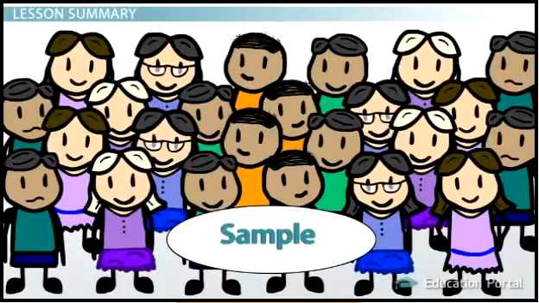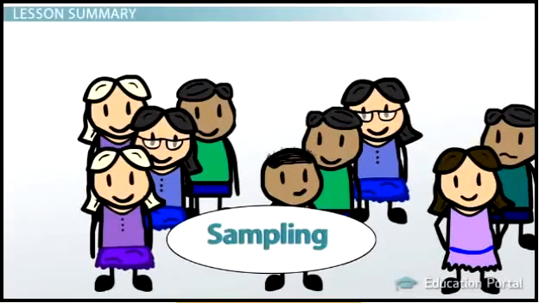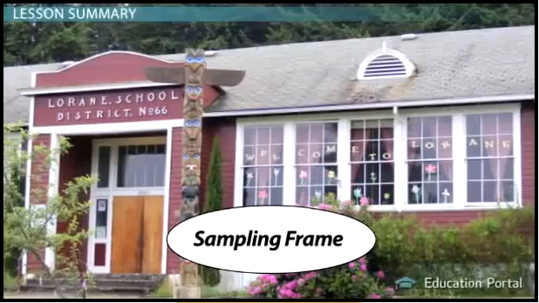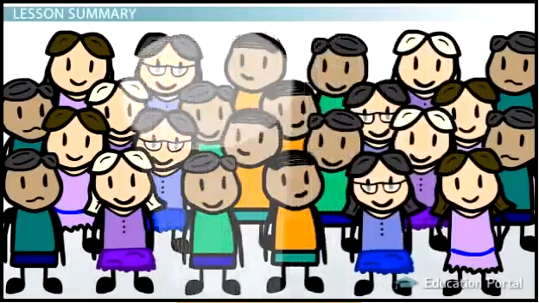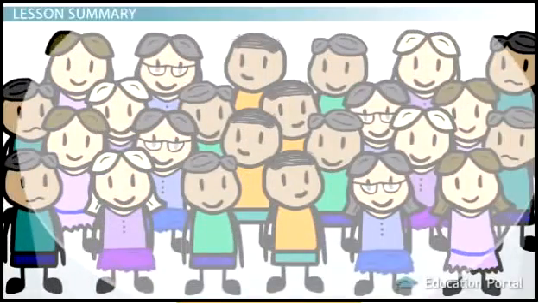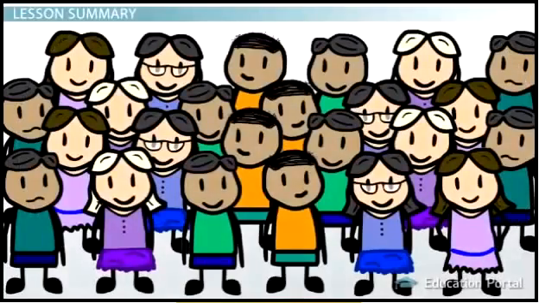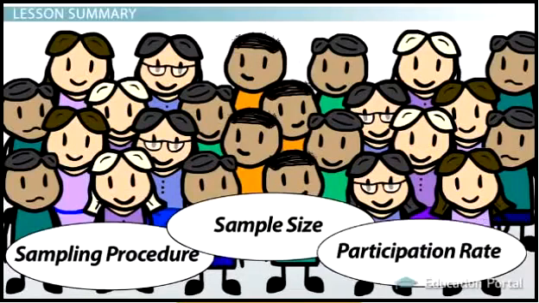The sample of a study is the group of subjects in the study. A sample is chosen through sampling, which is the process of choosing a sample from a sampling frame, which is part of a population. It's very important for a sample to represent the population so that the results of the study can be generalized beyond the world of the study. But there are three factors that can affect sample representativeness: sampling procedure, sample size, and participation rate.